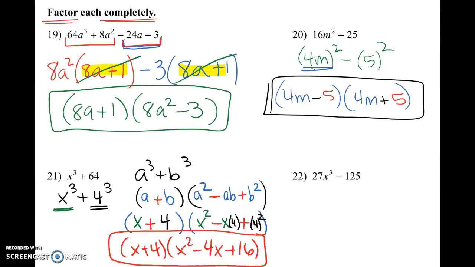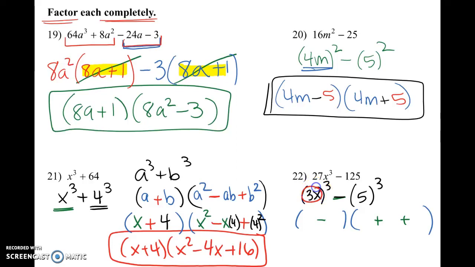All right, number 22, look for something in common. I know 3 goes into 27, but it does not go into 125. I can't think of anything else that they have in common, so I'm going to check, are these perfect cubes? And that is 3x cubed minus 5 cubed. All right, now my signs. Same sign as the original question. Opposite sign, always positive.